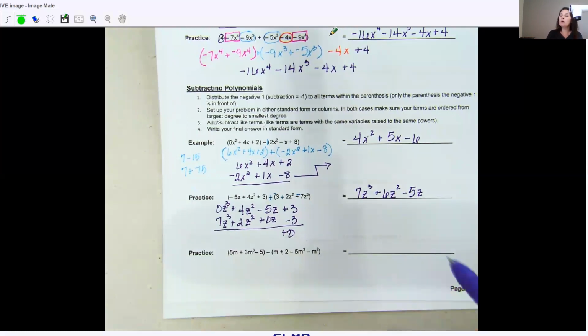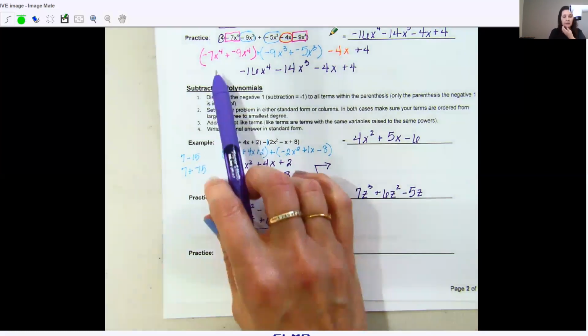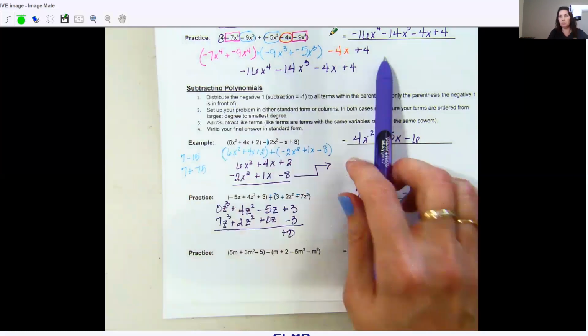Okay, so I want you to try this last practice one on your own and then check it with me once you're done. Use whatever method you prefer. I'm going to do mine, I'm going to do this problem using rows this time.